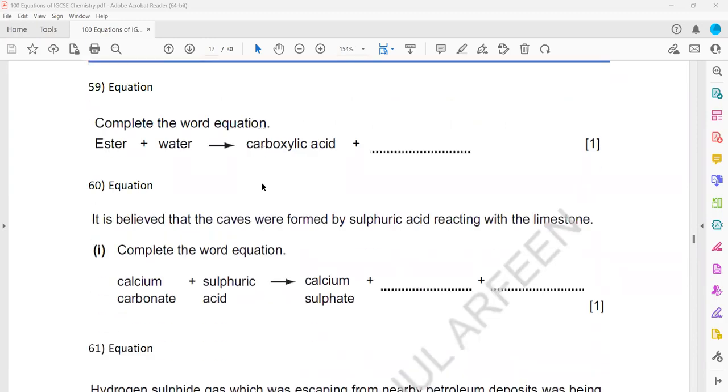So the next question, complete the word equation: ester plus water. What will be the product? You can use the mic, you can use chat or screen annotation to answer. So the word equation, it will be alcohol and carboxylic acid.